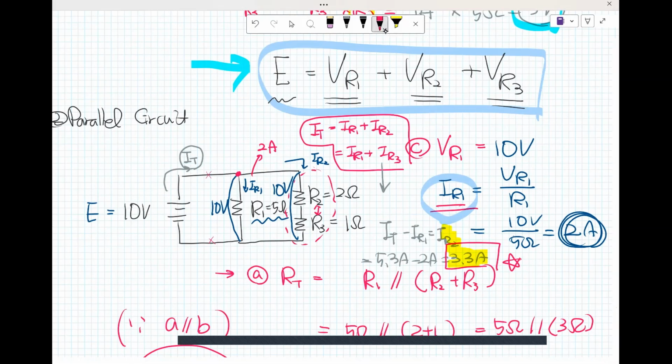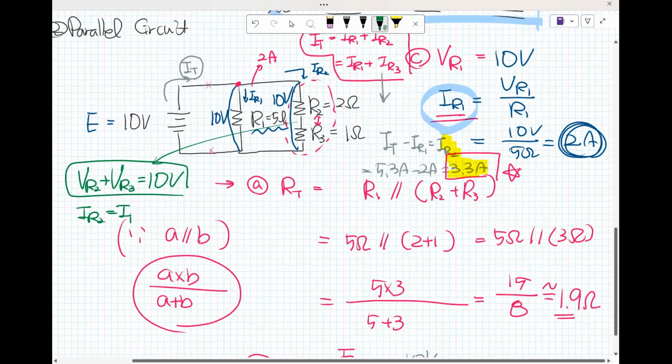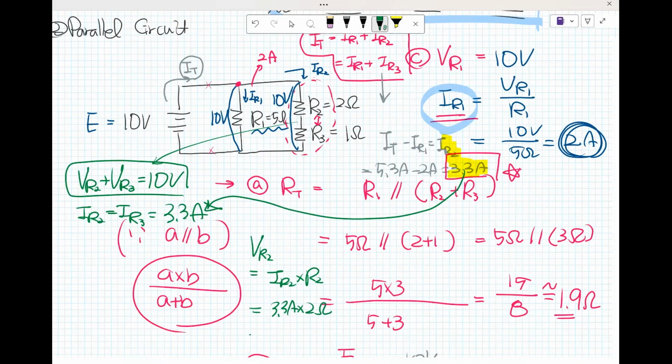Now, from here, I'm going to find the voltage. V sub R sub 2 plus V sub R sub 3 is the 10 voltage. And I sub R sub 3 is the same as I sub R sub 2, 3.3 amp. So V sub R sub 2 is I sub R sub 2 times R sub 2, that is 2 ohm multiplied by 3.3 amp, so 6.6 voltage.